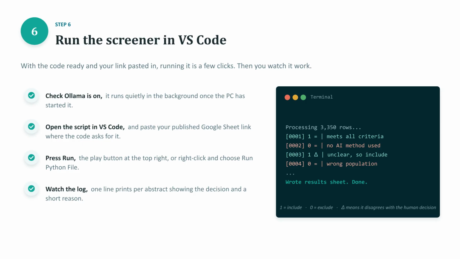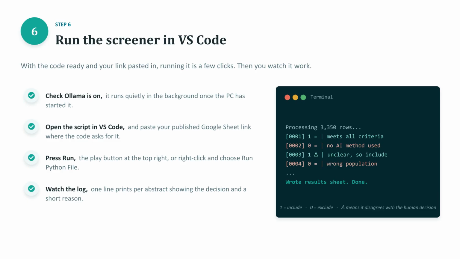Step 6. Now you actually run it. And this is just a few clicks. First, make sure Ollama is on. It runs quietly in the background once the PC has started it. Open the script in VS Code and paste in your published sheet link where the code asks for it. Then press the Run button at the top right, or right-click and choose Run Python File.